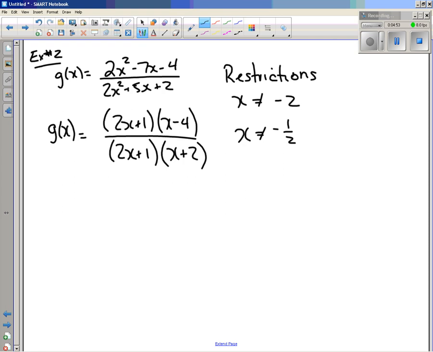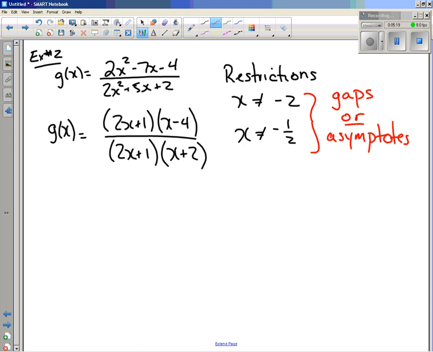Okay, so before you start canceling things out, it works out well if you write out your restrictions. All of your restrictions are either going to be gaps or asymptotes. So they're going to be one of the two.